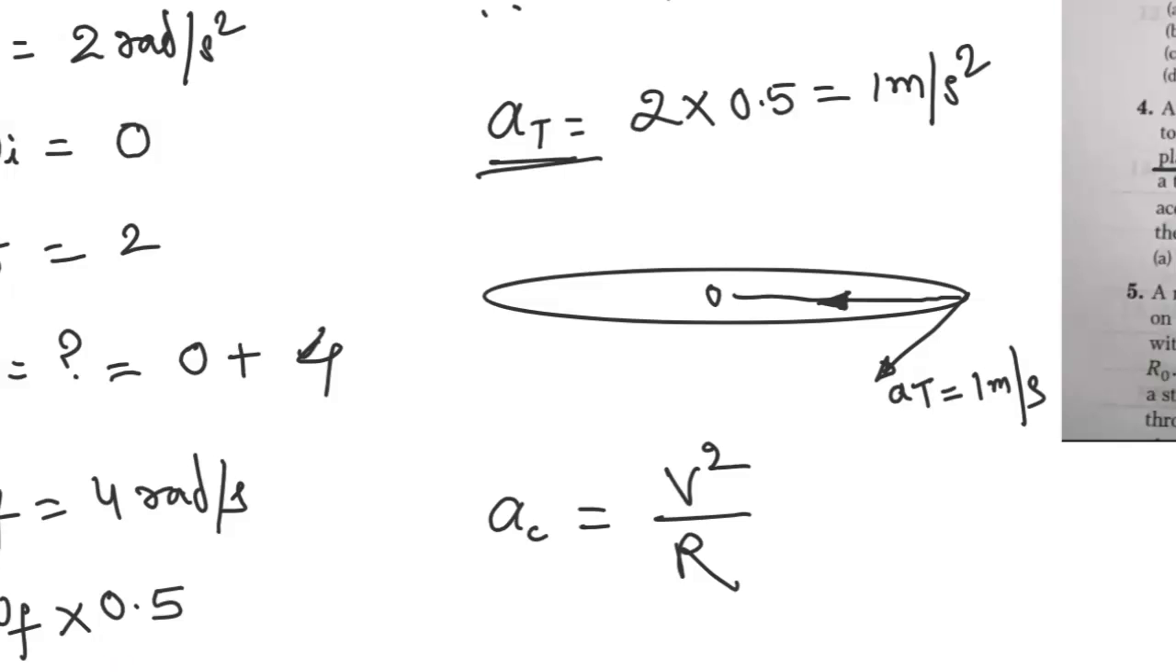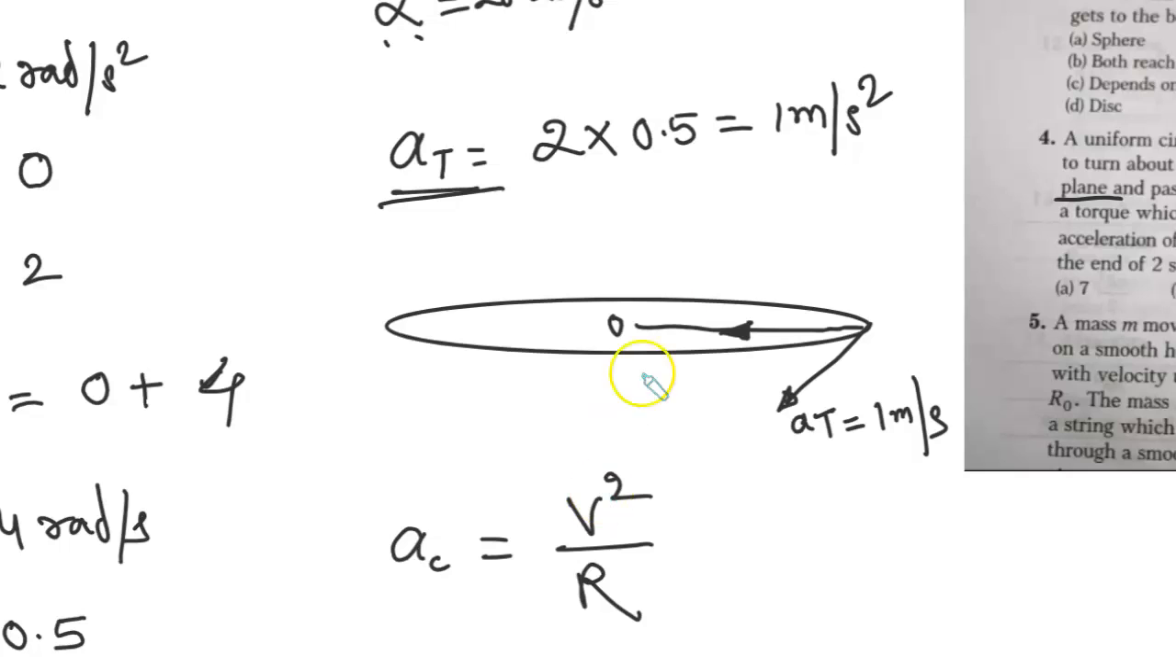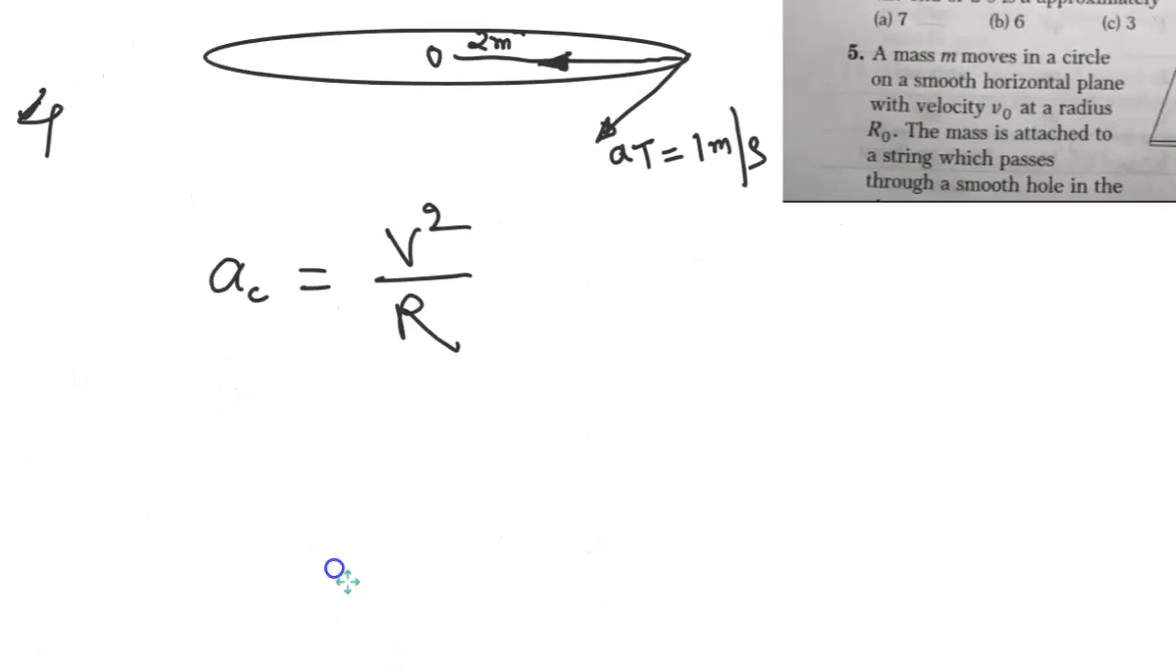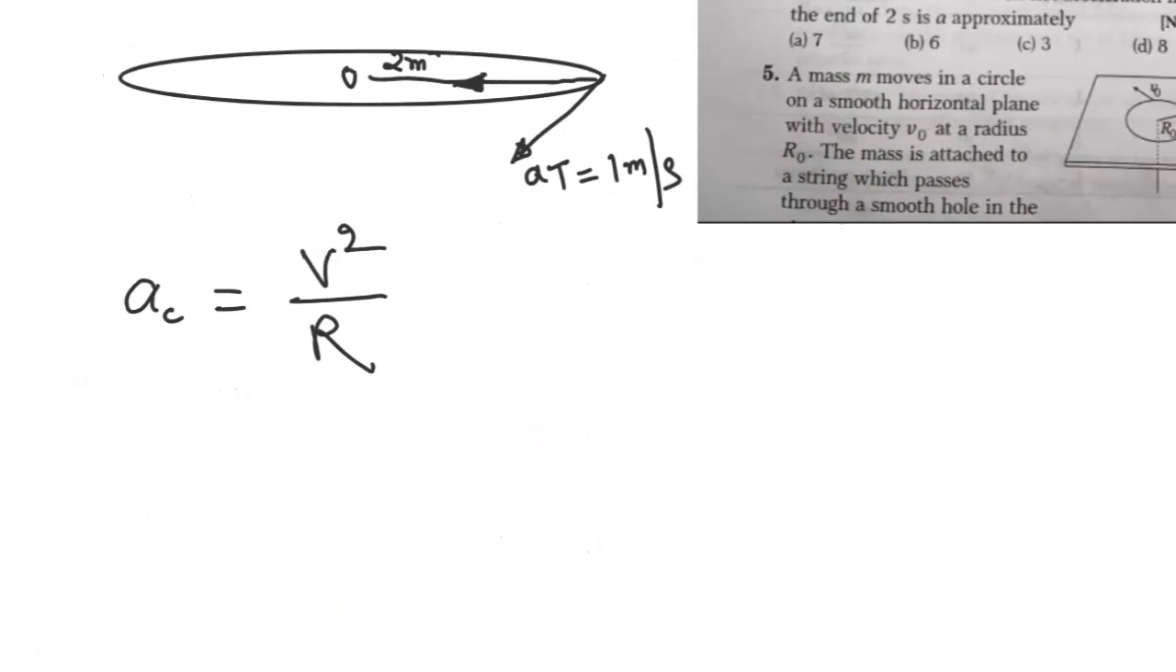Now most of the work is over. There are two accelerations you are having. This is the centripetal acceleration, and both are working at what angle? 90 degrees. Which formula will you apply for getting the resultant? Square root of a_c square plus a_t square, because the angle between them is 90 degrees, cos 90 is 0.